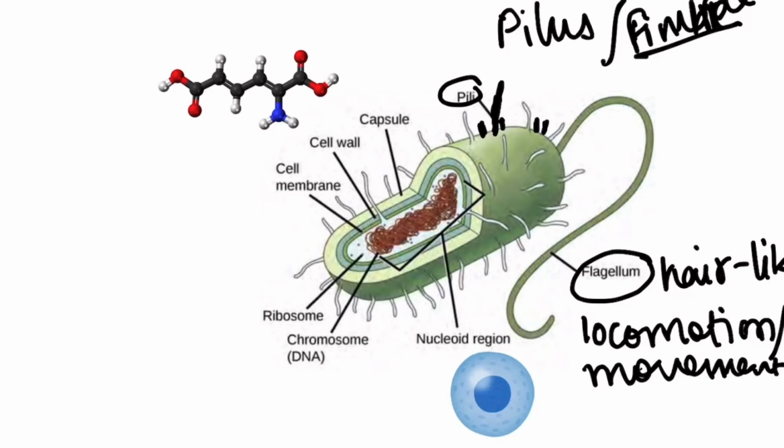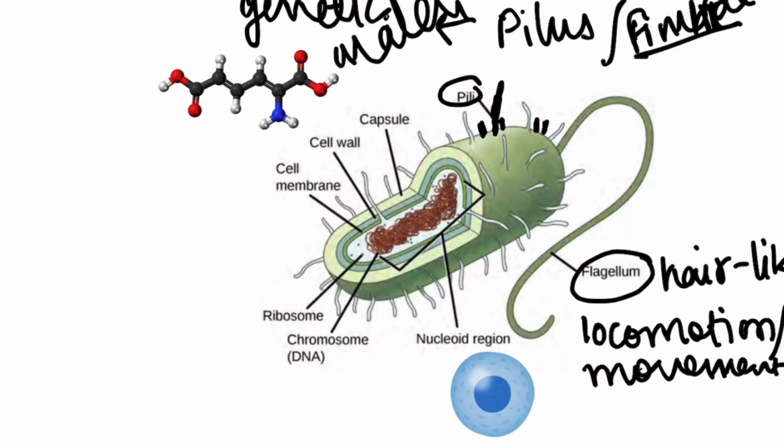So it's just used for genetic exchange during conjugation or reproduction, while fimbriae can only be used to attach itself to the host cell. That's it. Those are the two jobs of pilus and fimbriae. Now, moving on to the next thing, let me write it down for you, there's attachment to the host cell.